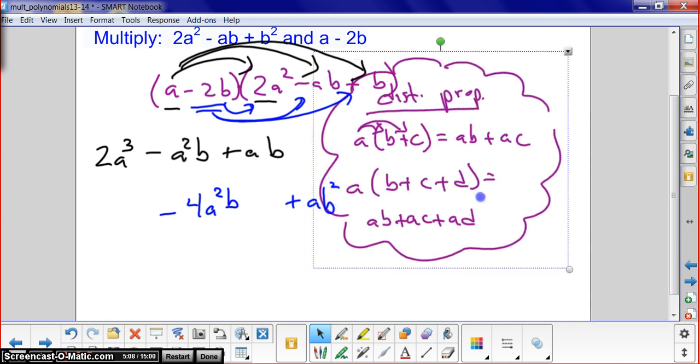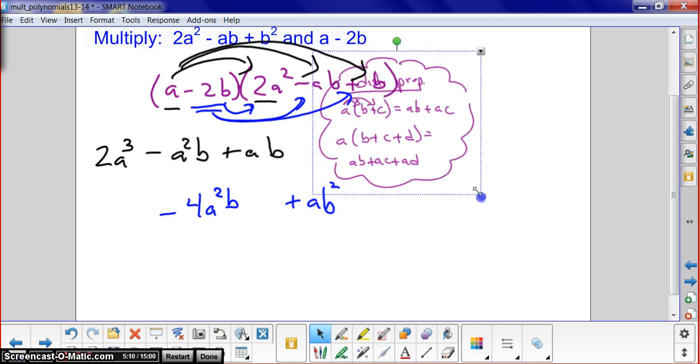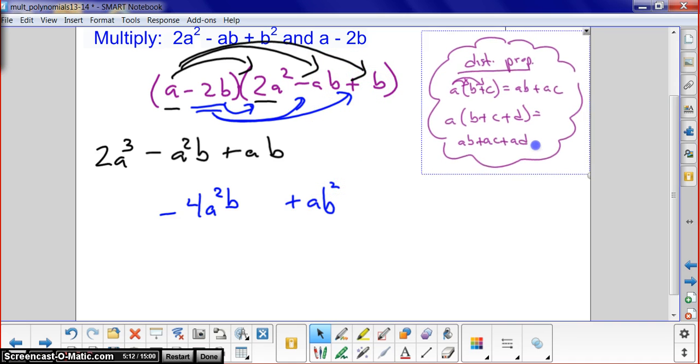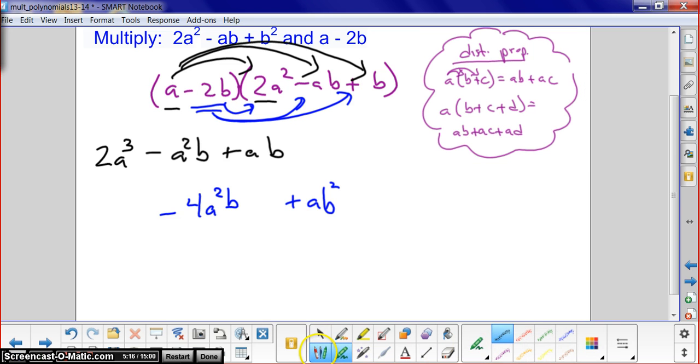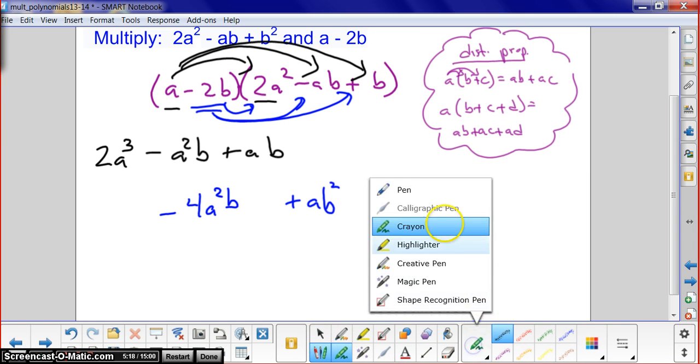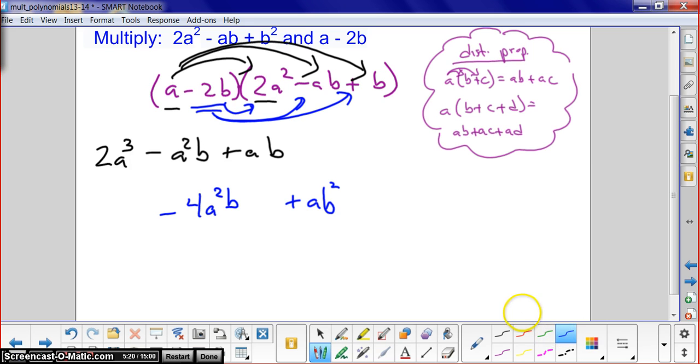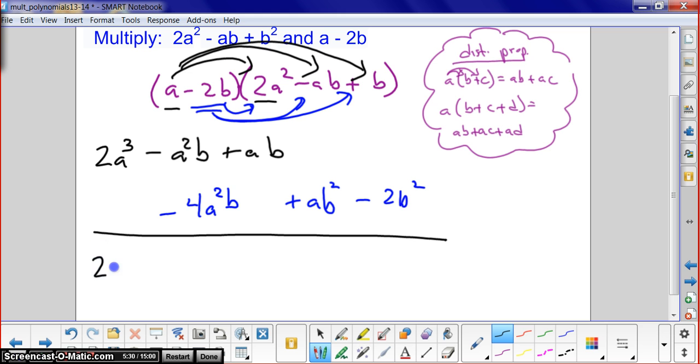Group. Now let me see if I can get that out of the way. Alright, back. Oh, no. Here we go. Pen, blue, and then negative 2b squared. Alright, now I'm basically just going to add my like terms together. So let's go black, drop down, 2a cubed. Combine these like terms, I get minus 5a squared b.